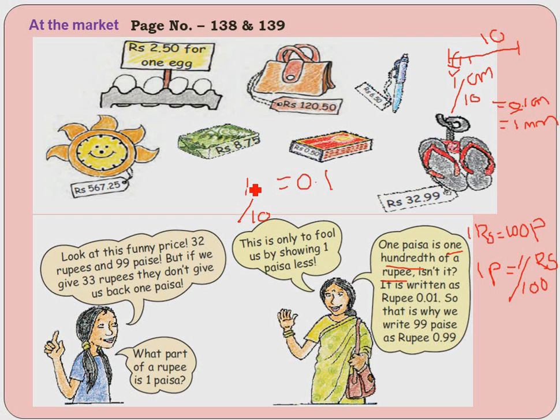1 0 is there. So after one number, exactly after one number, the point will come. So here 1 is there. I have put that 1 and then put the decimal point and then 0. Okay, that is a short form.